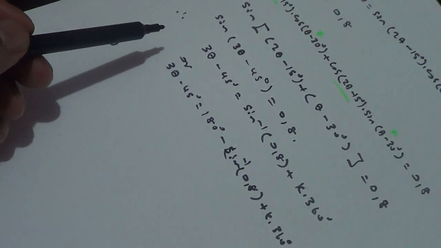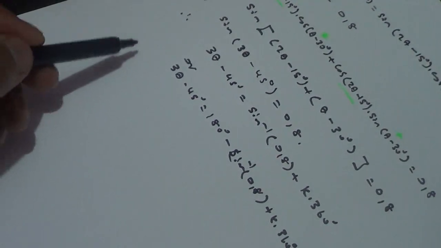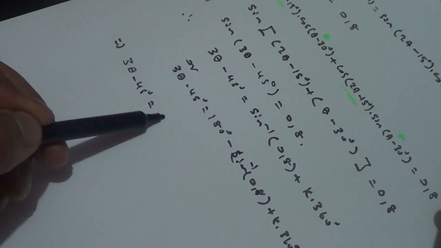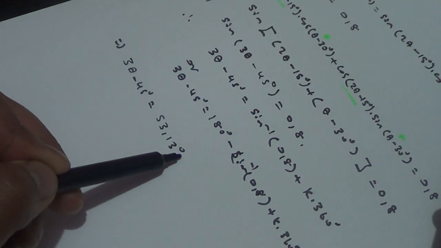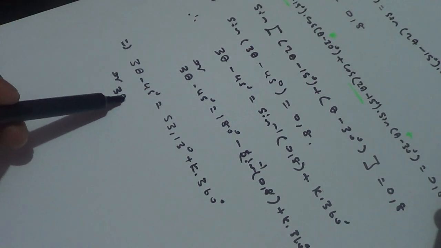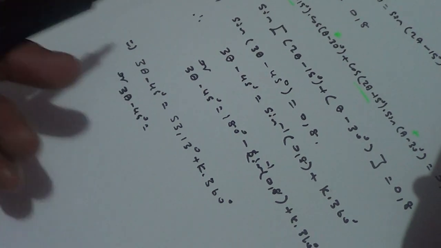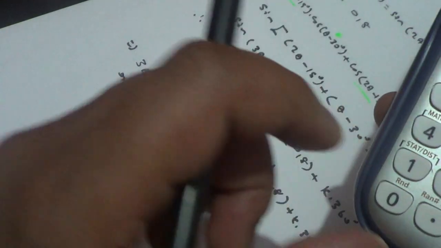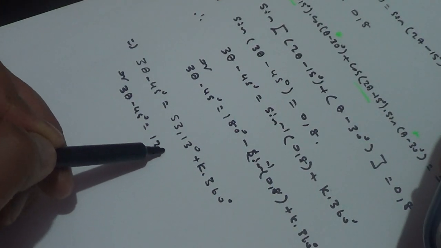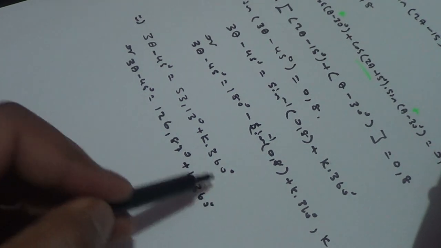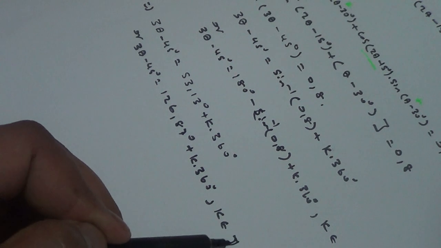This implies that we work that one out, so arc sine of 0.8. So I know that my 3 theta minus 45 degrees is going to be equal to 53.13 degrees plus k times 360 degrees, or 3 theta minus 45 degrees is going to be equal to 180 minus 53.13. I'm getting 126.87 degrees plus k times 360 degrees, where k is an element of the integers.